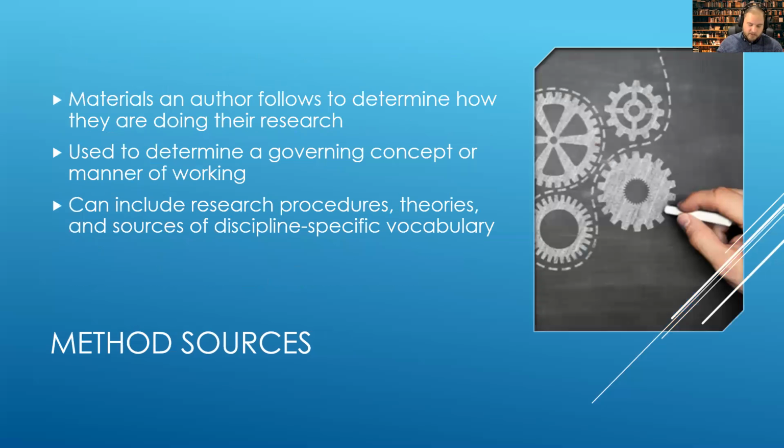Method sources are materials that determine how research is conducted. This includes how an author defines terms, how they carry out their research, and the standards used to evaluate their research. For an example, an author may lay out the procedure for an experiment, or an historian may describe how they drew certain information from the letters of a famous historical figure.